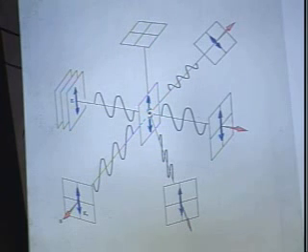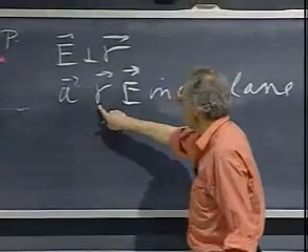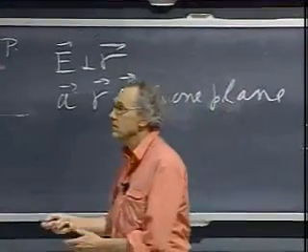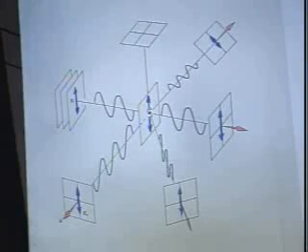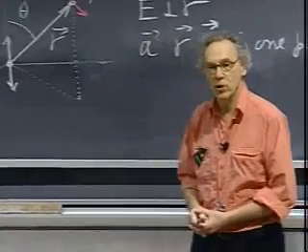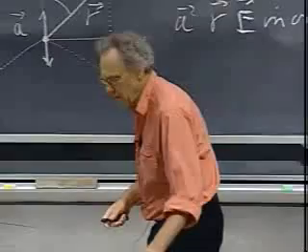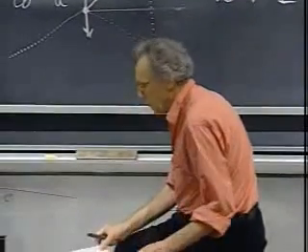And notice that the E vector that you receive when you are here is perpendicular to R. This is R, and it is perpendicular. And notice what I said, that A, the acceleration, R, and E are in one plane. So you can always determine the direction of the oscillating electric field.